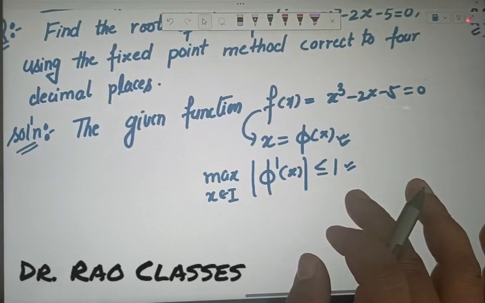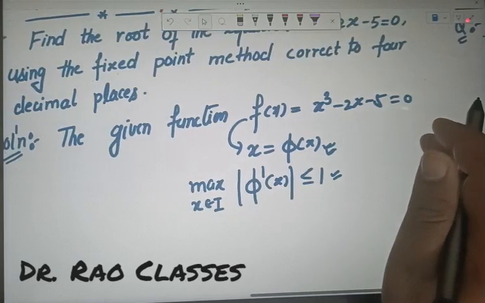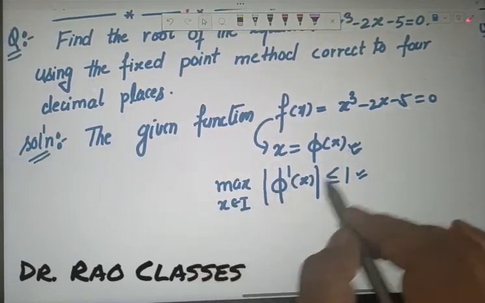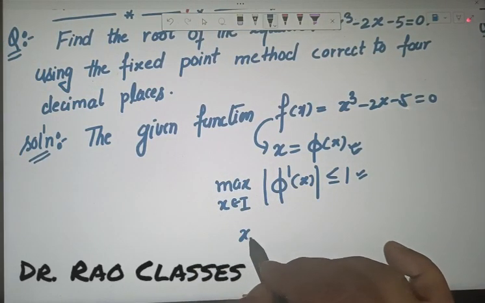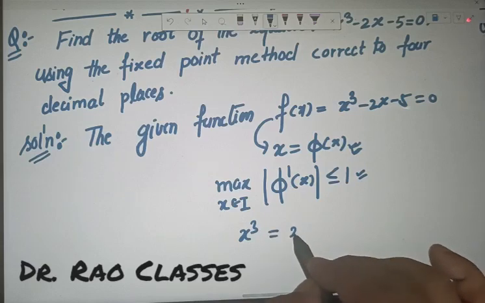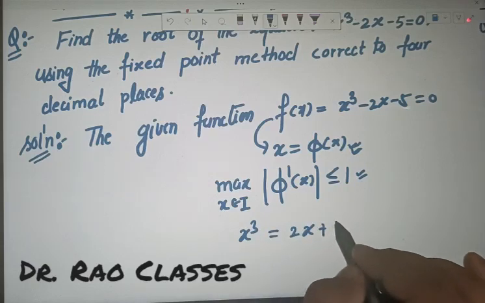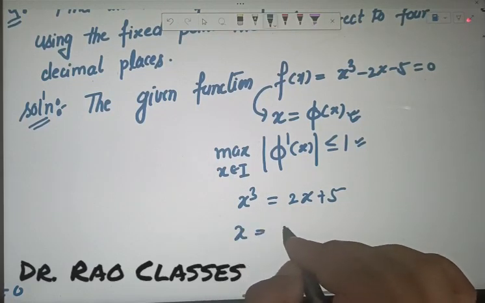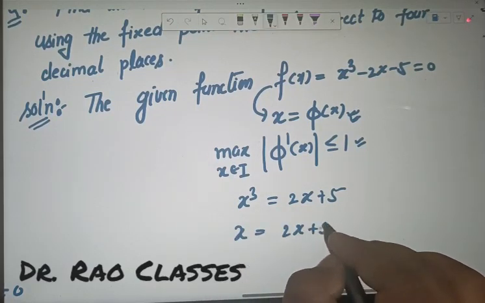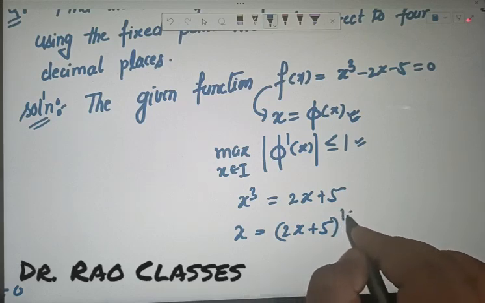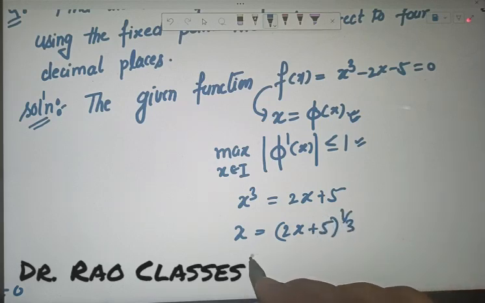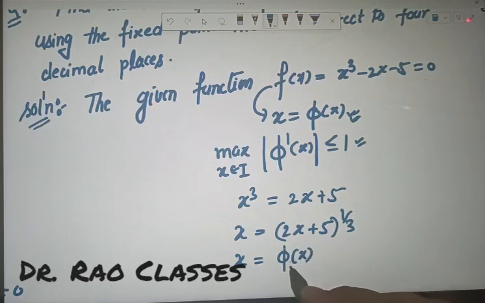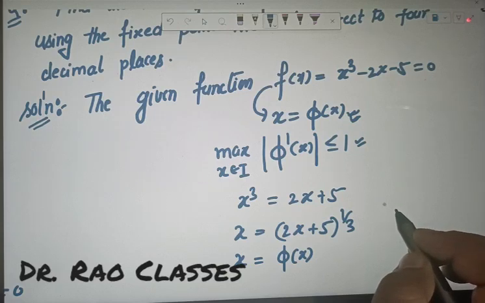First of all, I try to rewrite this function as x to the power 3 equals 2x plus 5, right? So x can be written as 2x plus 5 to the whole power 1 by 3. Now it is written in the form x equals phi of x. Now we need to check whether our phi of x is suitable for converging to the solution.